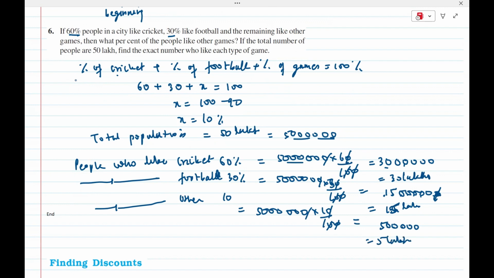So the final statement you can write. That was about the first exercise.